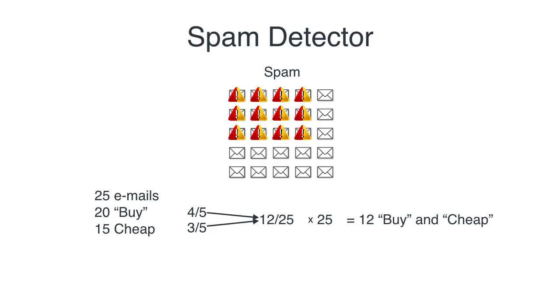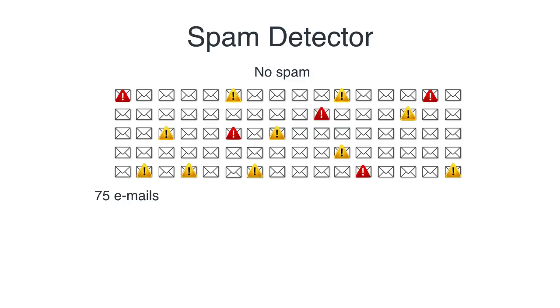So we have 75 emails. 5 of them have the word buy, that's 1/15 of them. Then 10 of them have the word cheap, that's 2/15 of them. And the product of these two fractions, again, assuming they're independent, is 2 divided by 225. So that's the fraction of emails that contain the words buy and cheap.